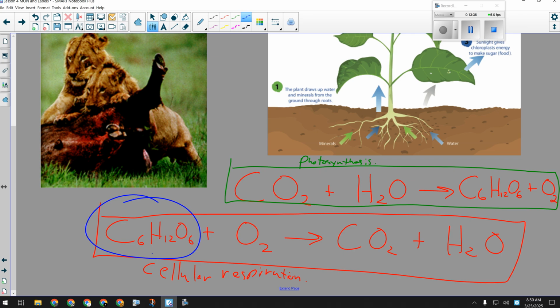So all organisms use cellular respiration, plants included. Plants will use photosynthesis to make their own sugar and then burn it in cellular respiration. Everybody all right with that? And then obviously animals can eat plants or eat other animals and get their energy, digest it, and turn it into glucose, which then they'll carry out cellular respiration as well. All right, questions on that so far?